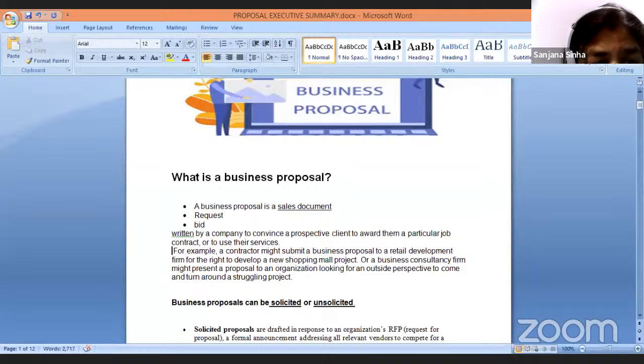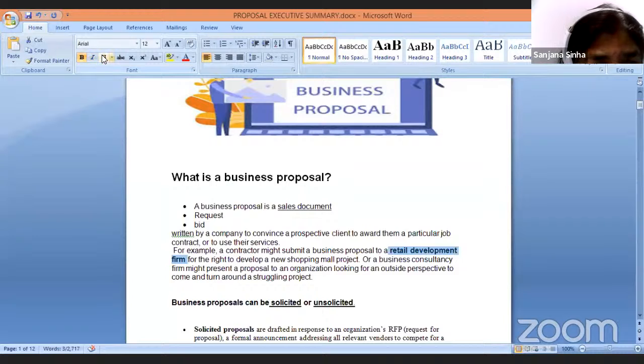For example, a contractor might submit a business proposal to a retail development firm. एक retail development firm है जहां पर एक contractor proposal दे सकता है. So, a contractor might submit a business proposal to a retail development firm. For किस चीज के लिए proposal है? For the right to develop a new shopping mall. So, he wants the permission. That is why he is requesting. He is giving a proposal to develop a new shopping mall project. This is his project.